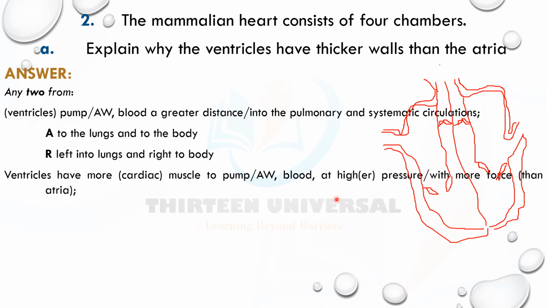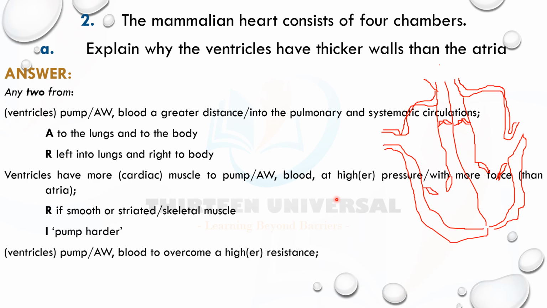So that's it. The ventricles have more cardiac muscle to pump blood at high pressure. Why? Because it says explain. The mark scheme says reject if smooth or skeletal muscle; it must be cardiac. Ventricles pump blood to overcome high resistance, because they're pumping blood through a longer distance. Yeah, this is the reason. All right, so guys, that is it. Let's go to the next question.